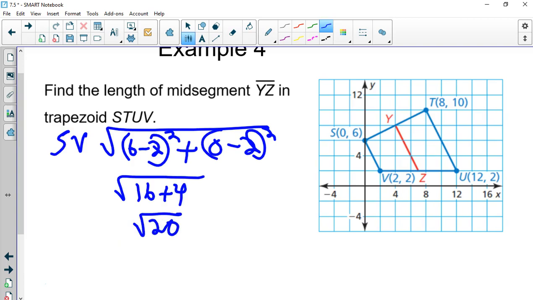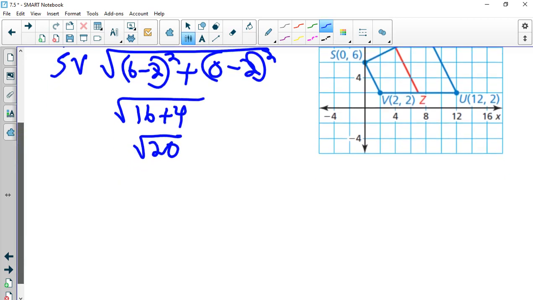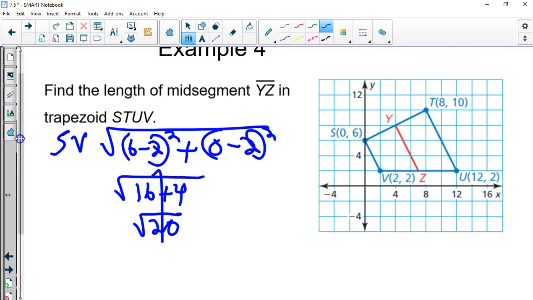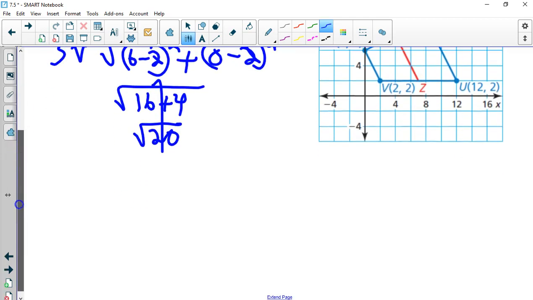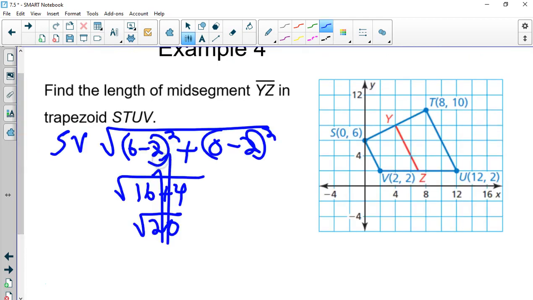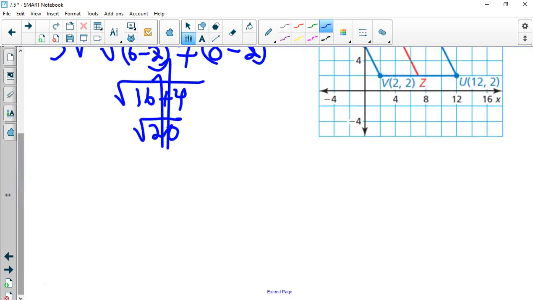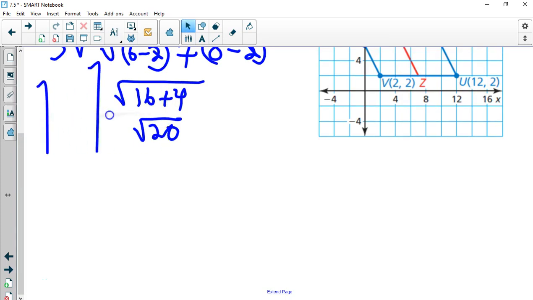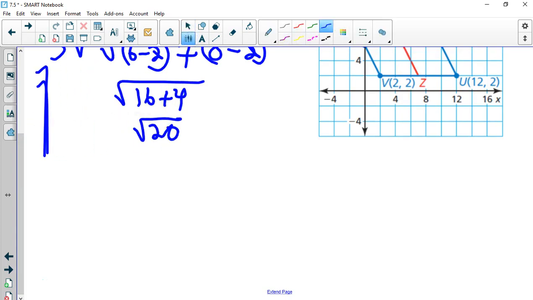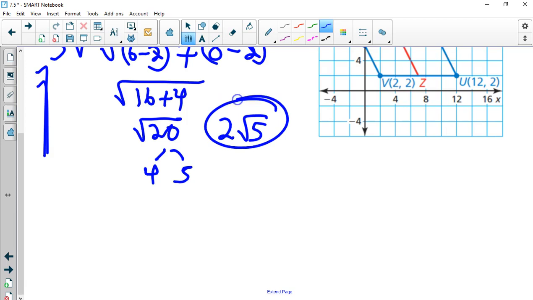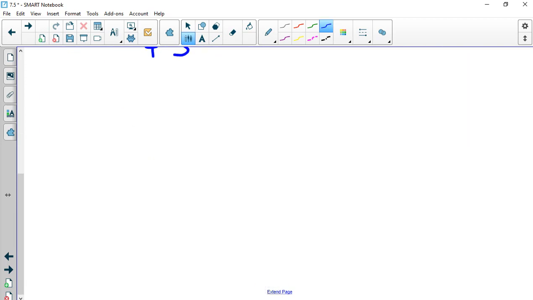Now, we're going to practice this because it's going to be important in this chapter. Remember, you can use those green cards on your desk when we're in class. We're going to break down 20, if the board would decide to work. We're going to break down 20 into the perfect square 4 and 5. The square root of 4 is 2, so this simplifies to 2 root 5. That's the length of SV. Now we're going to work on the length of TU.